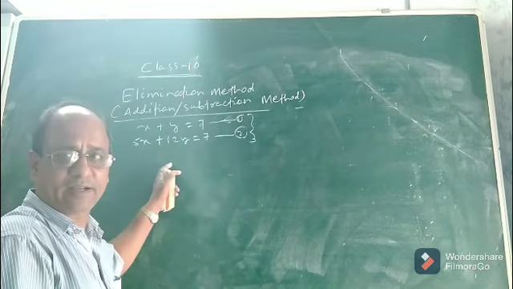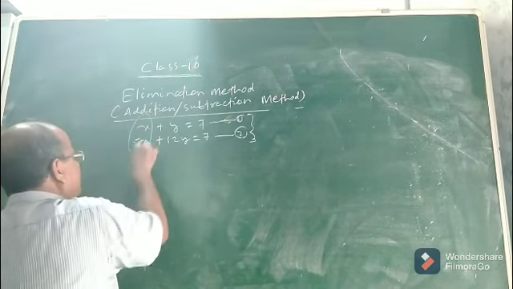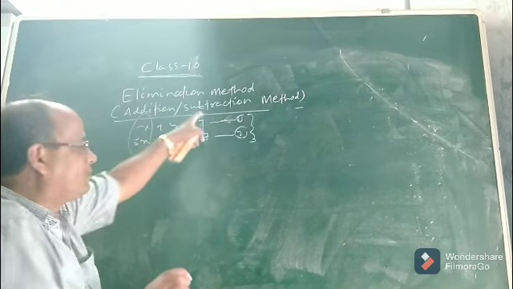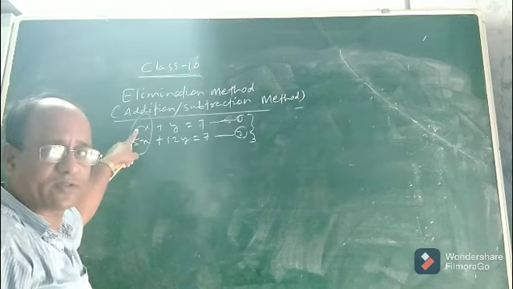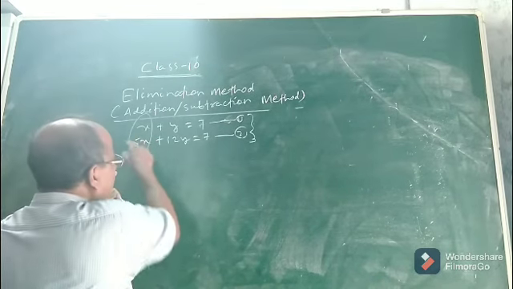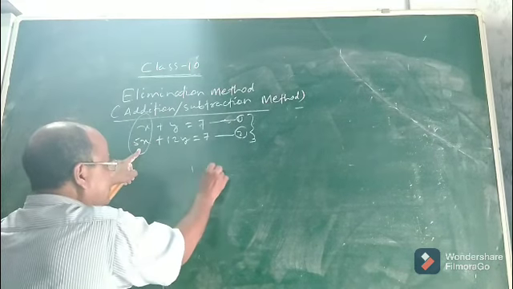Now how will you eliminate x? You see, what is the process? To eliminate x from both the equations, what we will do? Here the coefficient of x, what is the coefficient of x? Here the coefficient of x is 1. And what is the coefficient of x in the second equation? It is 5.